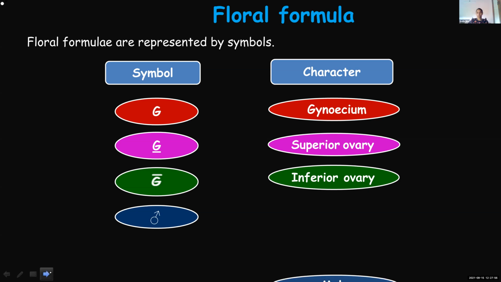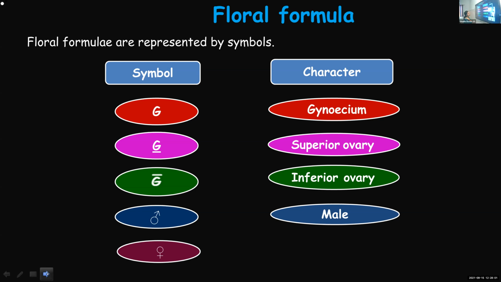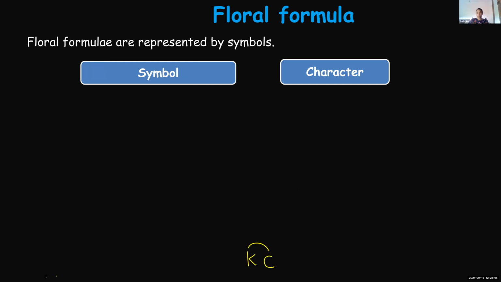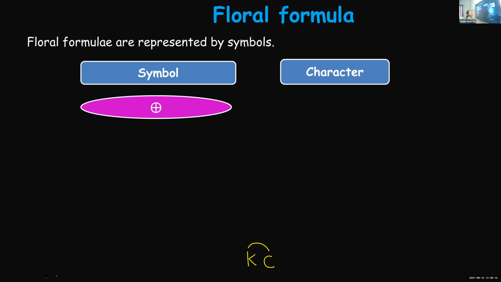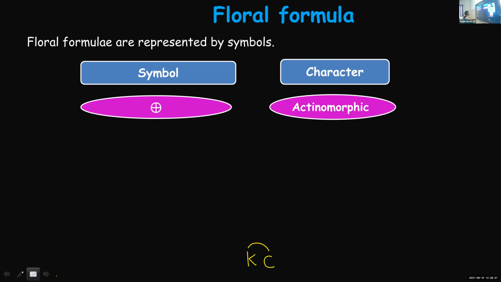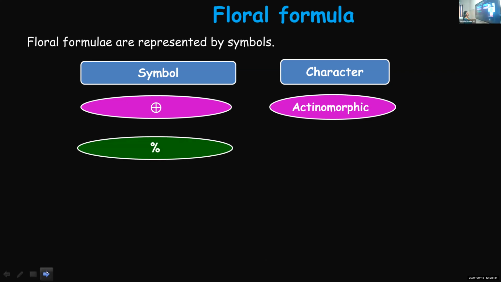And this symbol indicates, Emilyn? Male. This one? Female. And this one, Basma? Actinomorphic. Actinomorphic means what type of symmetry? Radial symmetry. And this indicates, Alina Varghese? Zygomorphic, means bilateral symmetry, the other symmetry we've learned.